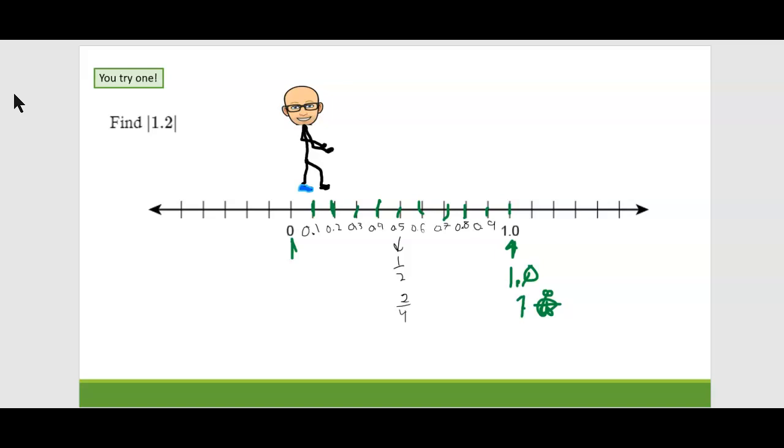1 is the same thing as 10 tenths, or 100 hundredths, or 1,000 thousandths, or 4 fourths. It's all one.